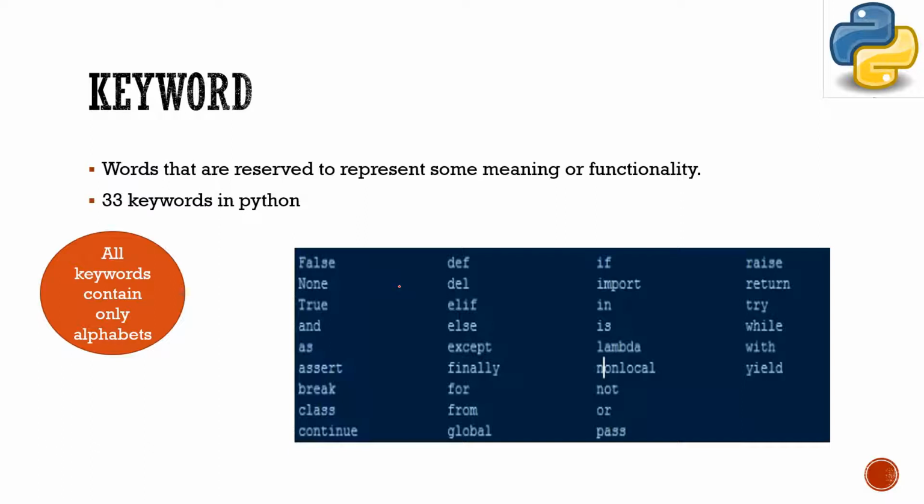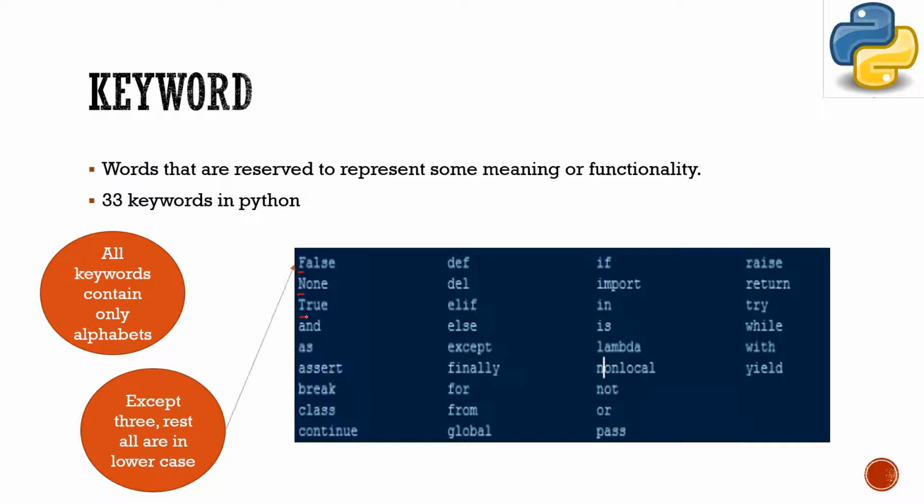Can you recognize what these keywords are? First one is False, yes. Next one is None, and the other one is True. Yesterday we did the practical also, that if we write true in lowercase, it gives us an error, name error, right? So except 3, the rest are all in lowercase, and those 3 are False, None and True.